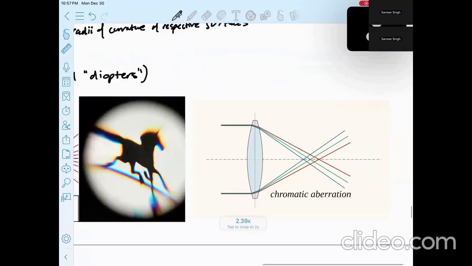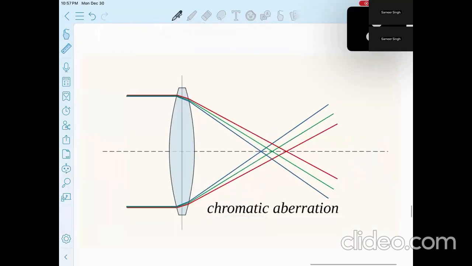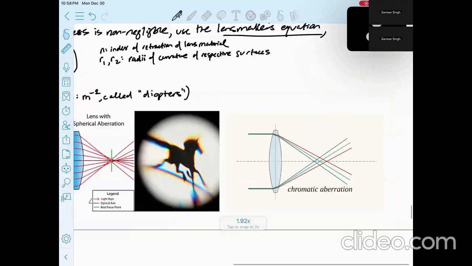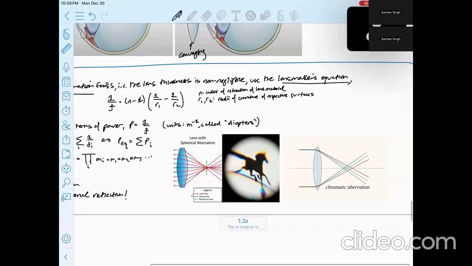We also have chromatic aberration, which is basically wavelength dependent aberration. Because of this phenomenon called dispersion, where the index of refraction depends on the wavelength, different wavelengths of light or different colors of light get focused at different points. And so this is really cool. This is what gives rise to colored rings around objects, those blurry colored rings you see.